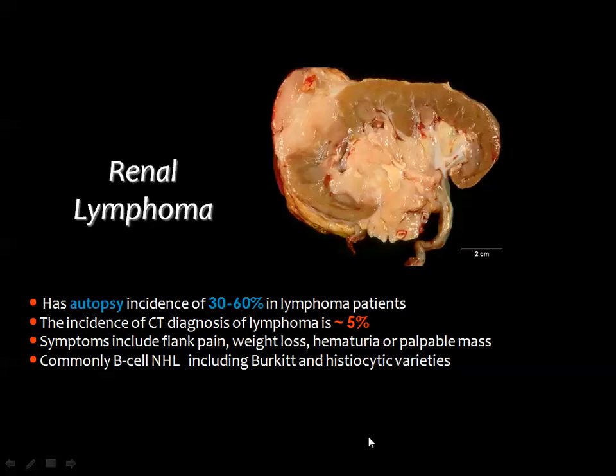And the incidence of lymphoma at autopsy is very high, ranges between 30 to 60% in lymphoma patients. The incidence of CT diagnosis of lymphoma is about 5%. The symptoms are flank pain, weight loss, sometimes hematuria, and palpable mass. The most common type of renal lymphoma is the B-cell non-Hodgkin type.